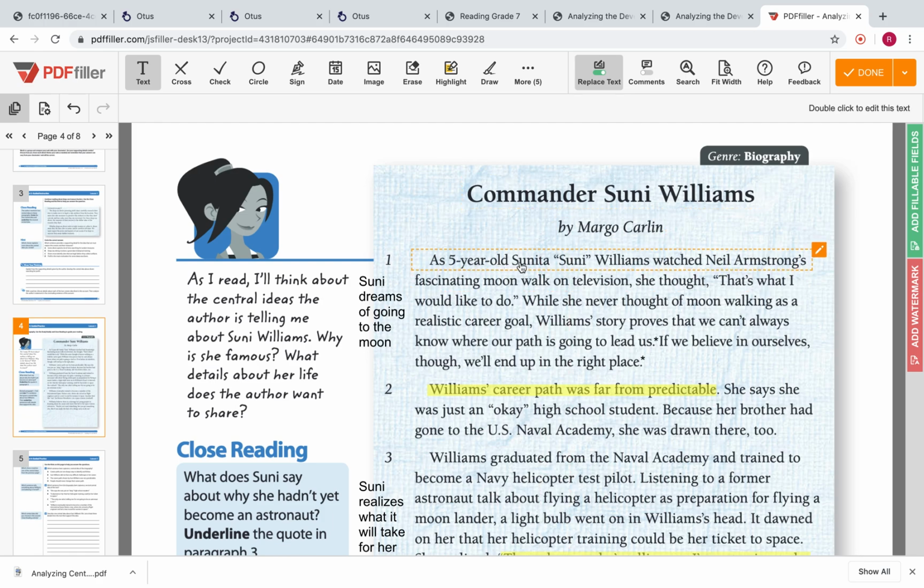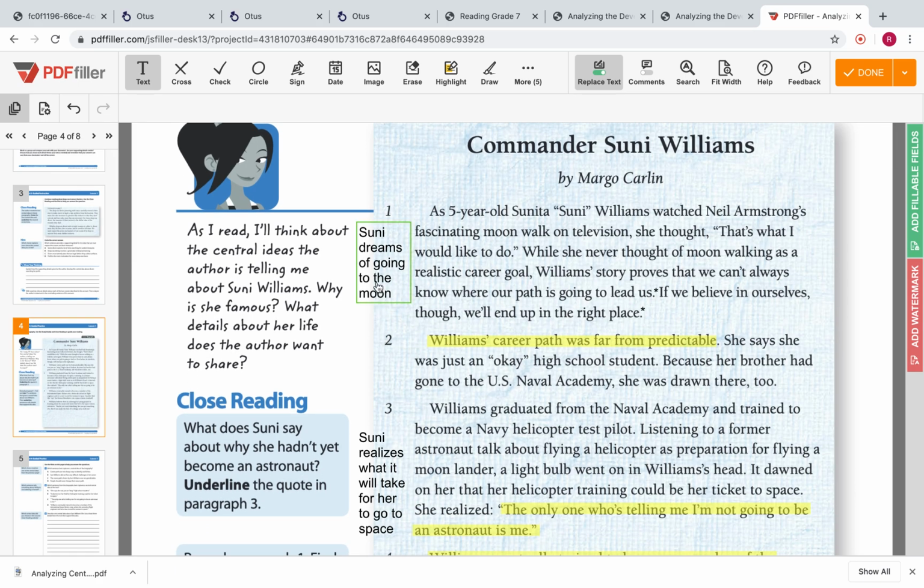As 5-year-old Sunita Suni Williams watched Neil Armstrong's fascinating moonwalk on television, she thought, that's what I would like to do. While she never thought of moonwalking as a realistic career goal, Williams' story proves that we can't always know where our path is going to lead us. If we believe in ourselves, though, we'll end up in the right place. So, a just statement for this paragraph can be Suni dreams of going to the moon.